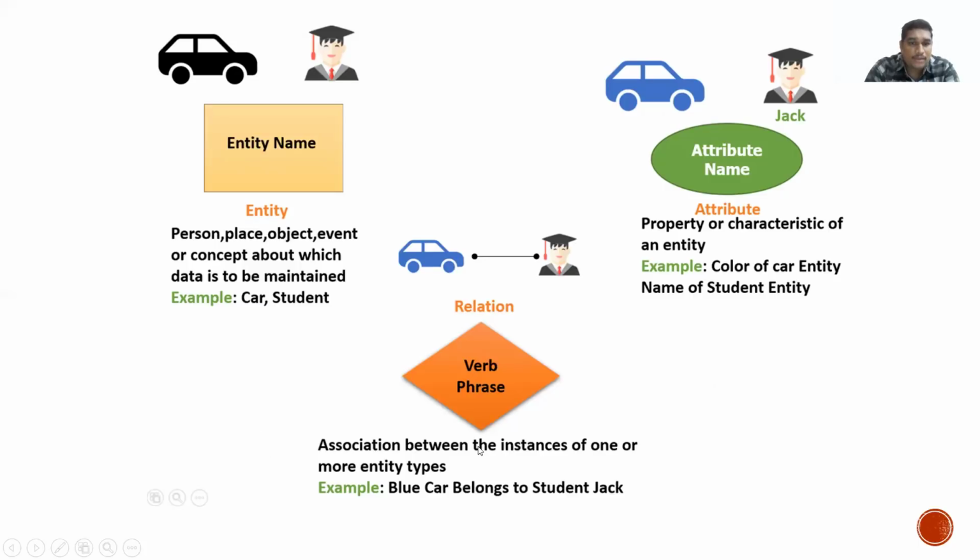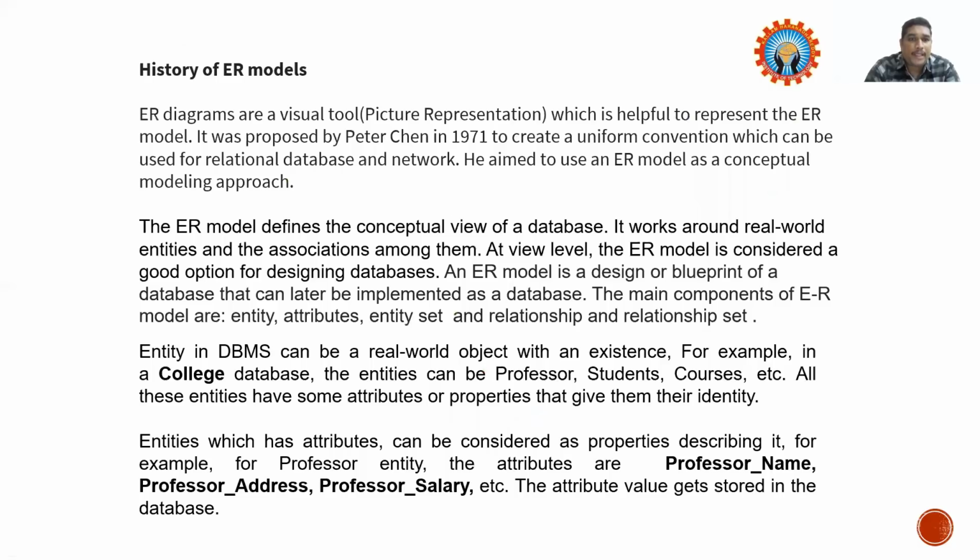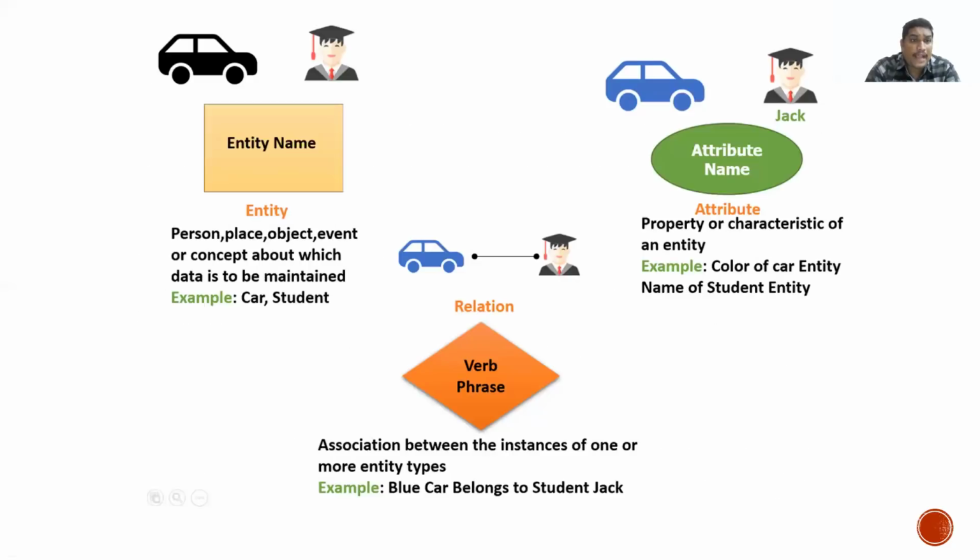So the association between the instances of one or more entities, at the time we are retrieving the data, is called a relationship between entity types. For example, a blue car belongs to student Jack. Blue car belongs to student Jack. I hope you are understanding.